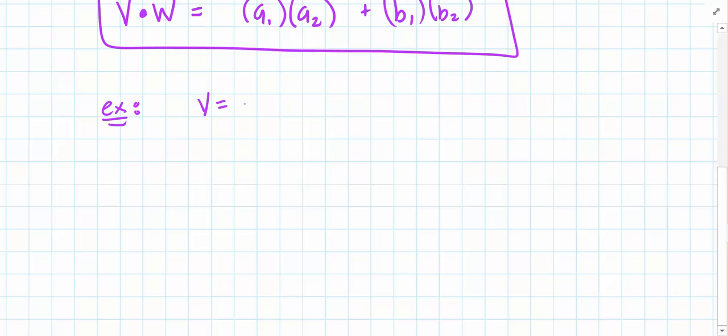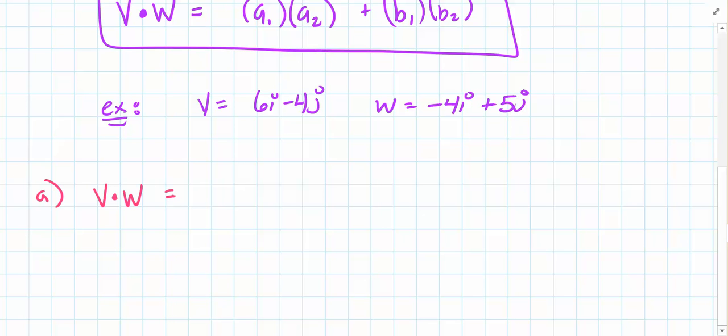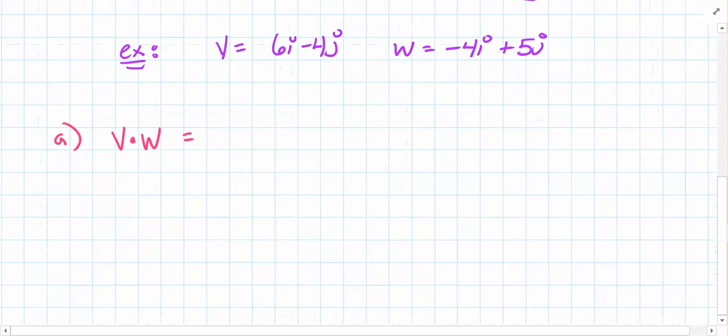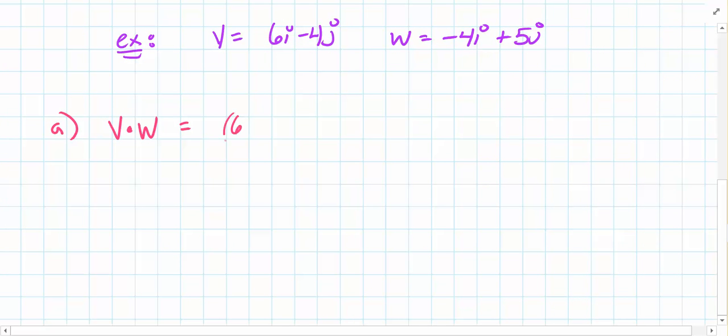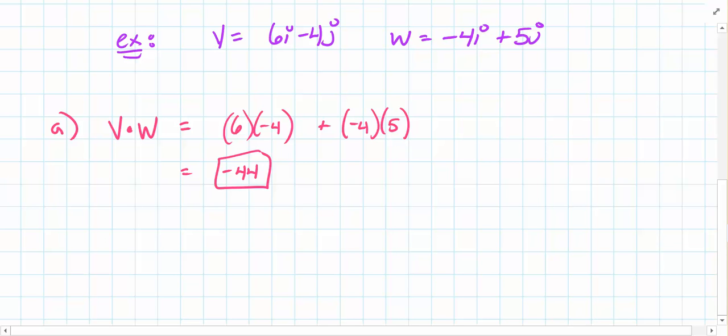So if I give you vector v, 6i minus 4j, and vector w, which is negative 4i plus 5j, what is v dot w? Negative 44, exactly. So we're going to do 6 times negative 4 plus negative 4 times 5, which gives us negative 44. So notice dot product can be negative. No big deal. Dot product is just a number for right now. That's all we know about it.